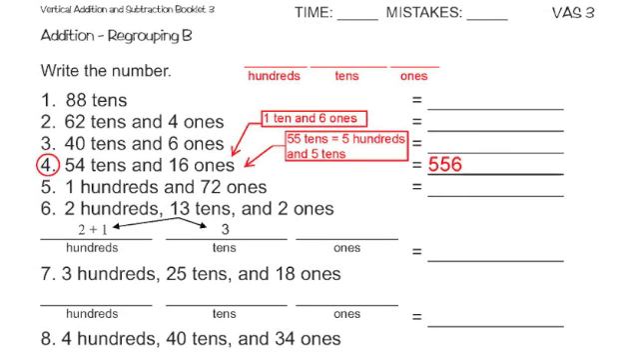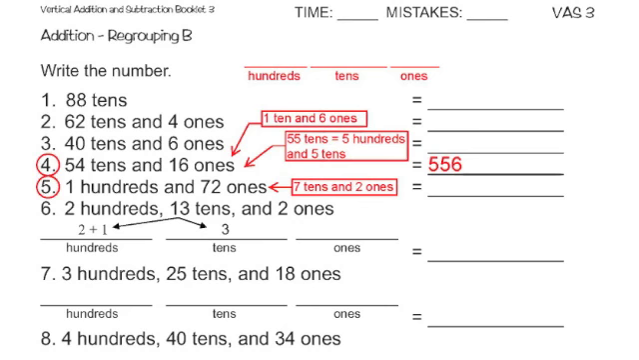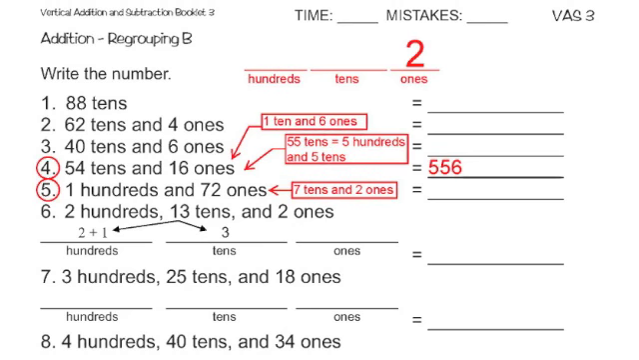Now let's go on to number 5. I have 172 ones. Make sure you're careful about this one. This one's kind of designed to trick you up. So 172 ones, I can definitely regroup that. That's the same thing as 7 tens and 2 ones. So I'm going to put 2 in my ones column here. I'm going to put 7 into my tens column.